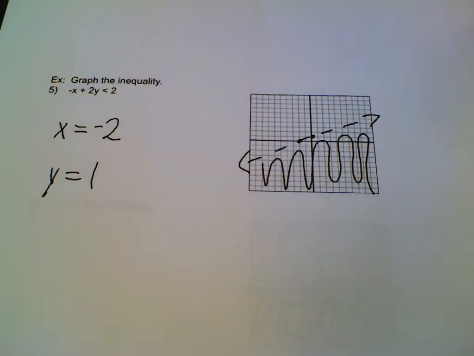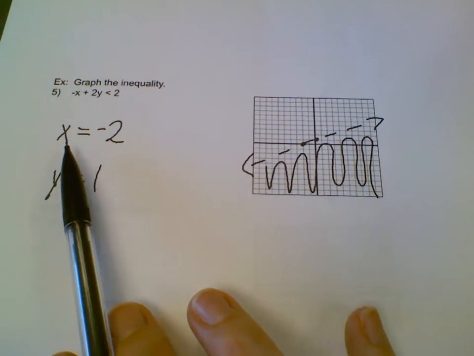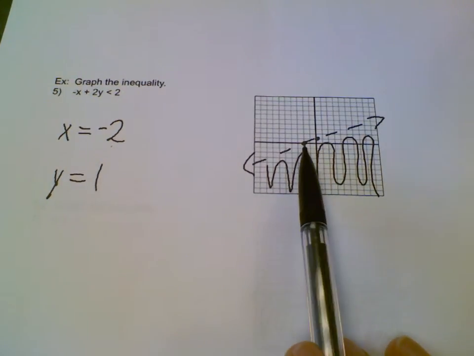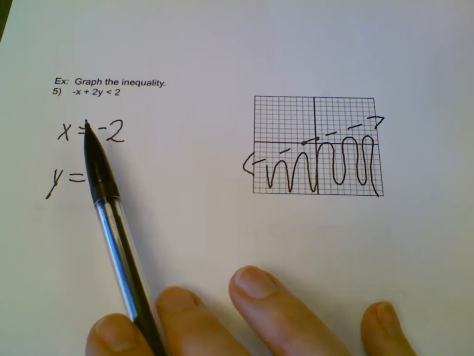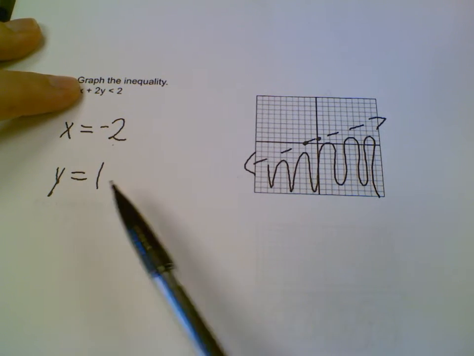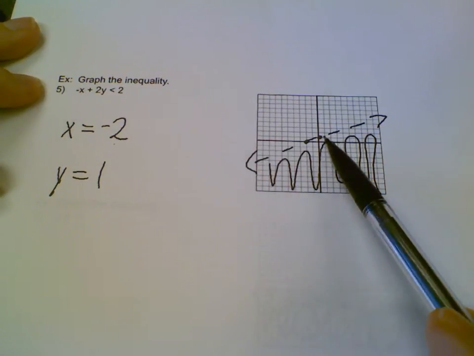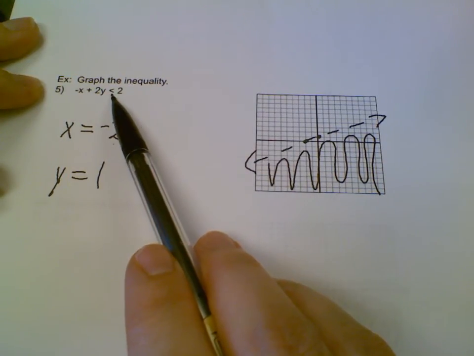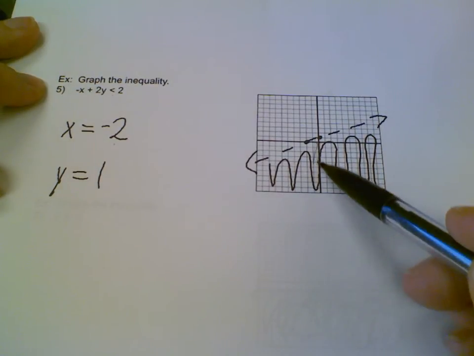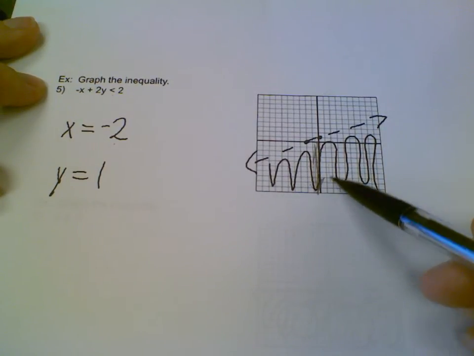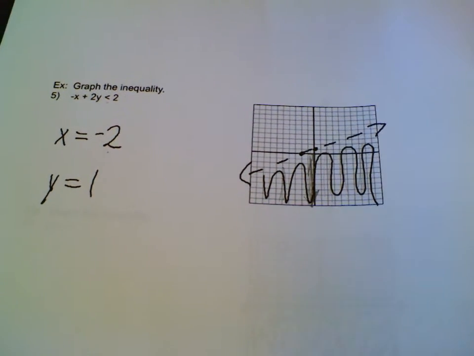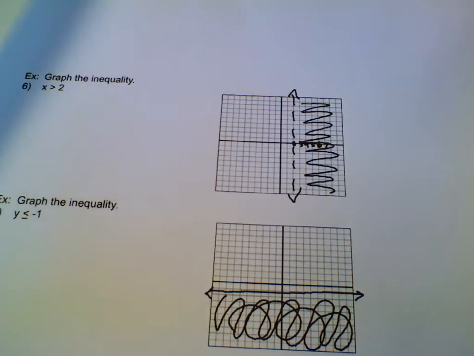On the next one, you should be using the cover-up method. So if you cover up the y, you should be getting x equaling negative 2. If you covered up the x, you should be getting y equaling 1. Then you want to put in a dashed line because there's no line underneath here. And it's a less than, so that means I'm going to shade everything below my y-intercept, so that's going to be everything below my line. Alright, just a couple more here.